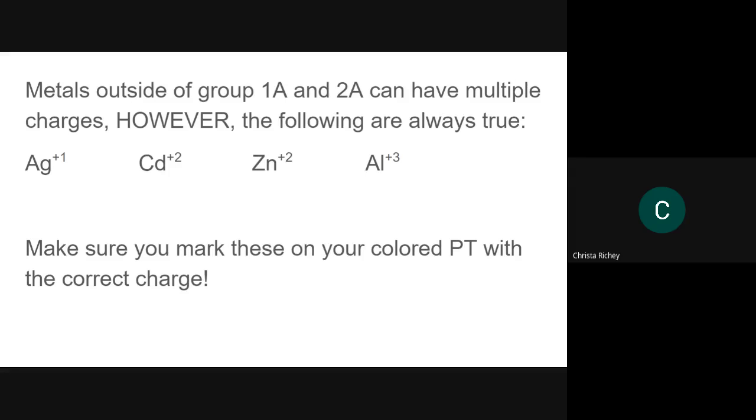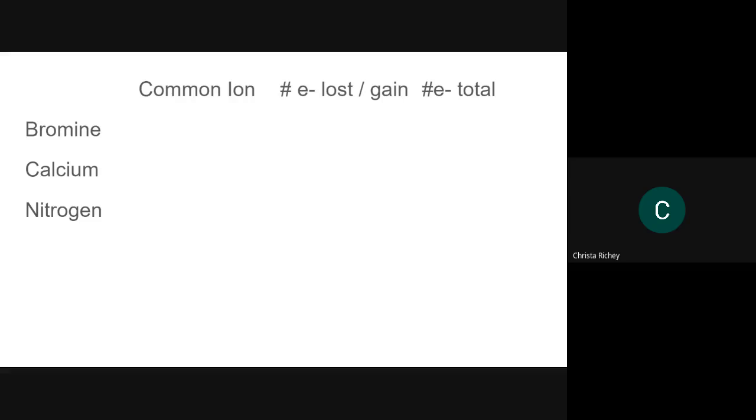But these 3, once again, on your color periodic table, put a little +1 next to silver, a little +2 inside cadmium, and a little +2 inside zinc. You don't have to worry about aluminum because it's in group 3, it's +3. Okay, common ions, numbers of electrons lost or gained, and then the total number of electrons.